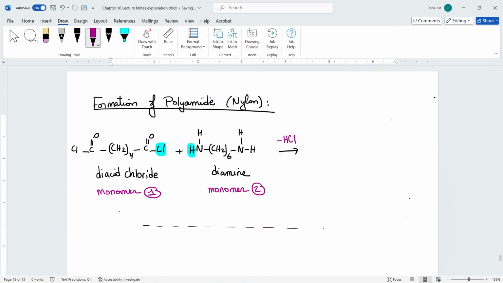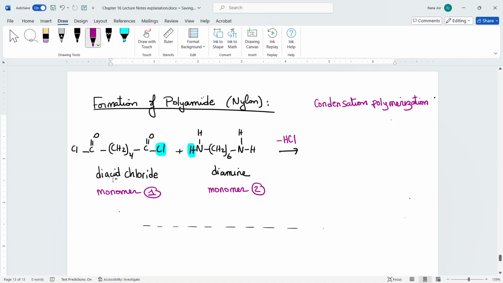This is a small molecule. This is why these types of reactions, we call them condensation polymerization, because in condensation polymerization, you just take monomers, you condense them together, and you end up losing a small molecule in the process. The small molecule here in this example is HCl.